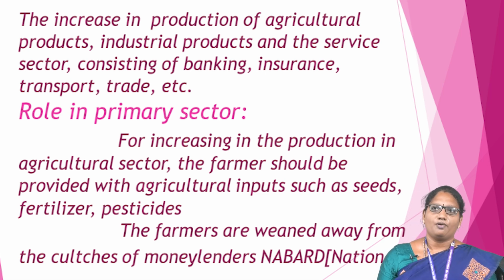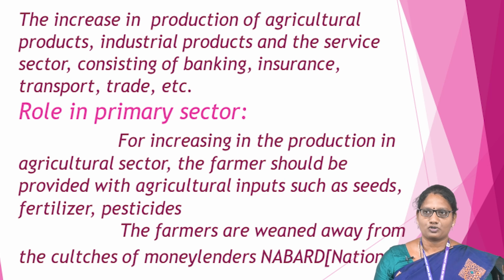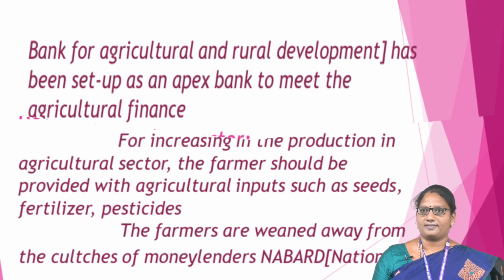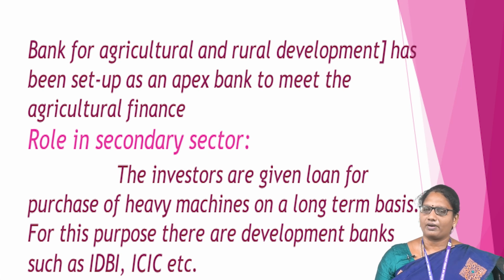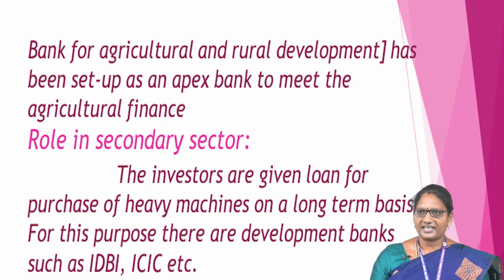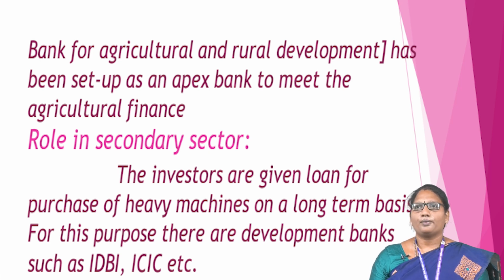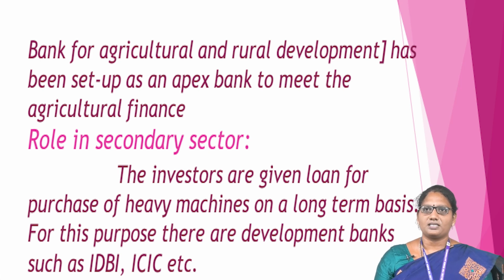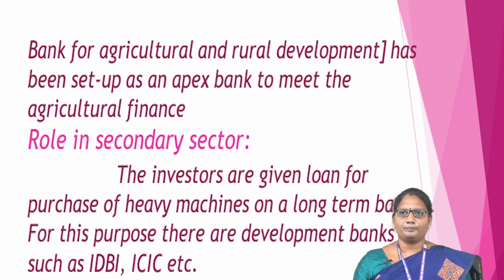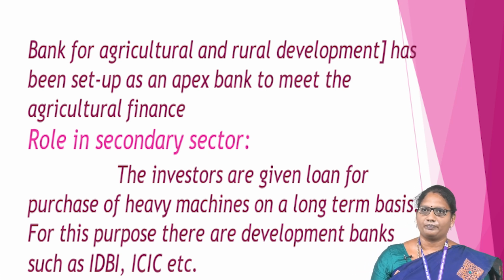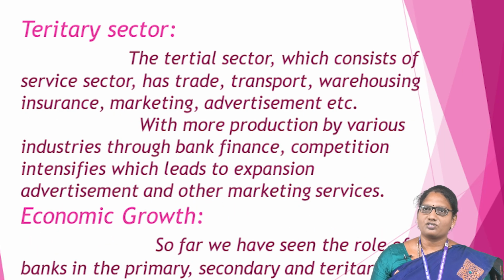Role in primary sector. For increasing production in the agricultural sector, the farmer should be provided with agricultural inputs such as seeds, fertilizers, and pesticides. The National Bank for Agriculture and Rural Development has been set up as an apex bank to meet agricultural finance. Role in secondary sector. The investors are given loans for purchase of heavy machines on a long-term basis. For this purpose, there are development banks such as IDBI, ICICI, etc. For the purpose of improving foreign trade, especially export, we have Exim Bank, which finances the promotion of exports as well as imports.